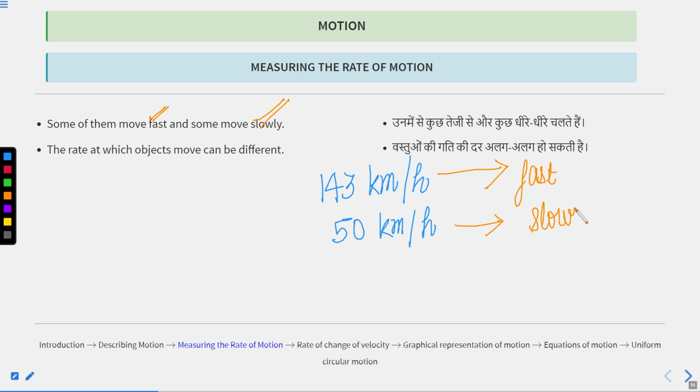Because at equal intervals of time, both objects are covering different distances. One is covering more distance compared to the other one. So 143 kilometer per hour is covering greater distance in a given time period. So this object is fast. So the rate at which objects move can be different. The rate means distance divided by time is known as rate. The rate at which objects move can be different.